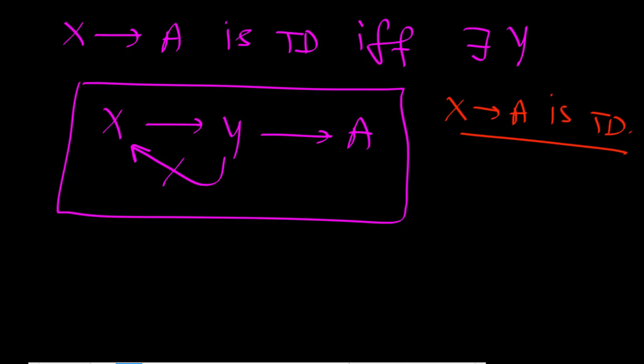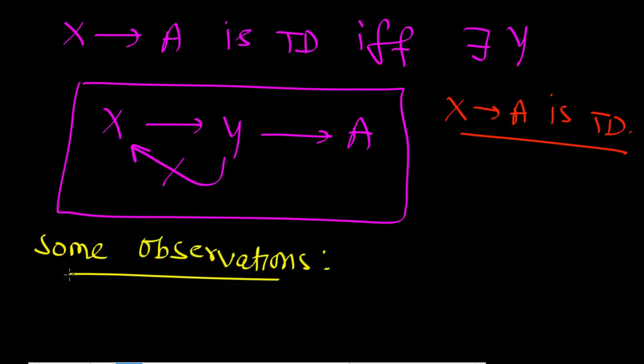From the definition of transitive dependency, we can make one observation: automatically, A cannot determine X. Some conclusions we can get here: first, A does not determine X. Why? We can prove that A cannot determine X here.